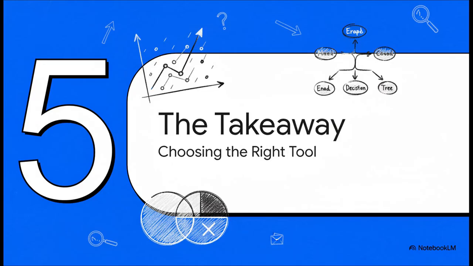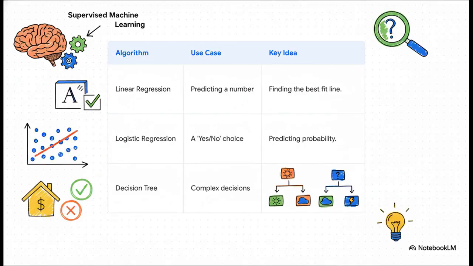So we've looked at 3 really different models, and each one has its own unique way of learning from data. So what's the big picture here? What's the takeaway? This summary table really lays it all out. If you're predicting a number, like a price, you're probably going to reach for linear regression to find that best fit line. For a simple yes or no choice, like spam detection, logistic regression is your go-to for getting a probability. And for more complex decisions that involve a lot of factors, a decision tree is fantastic because it asks a series of sorting questions.